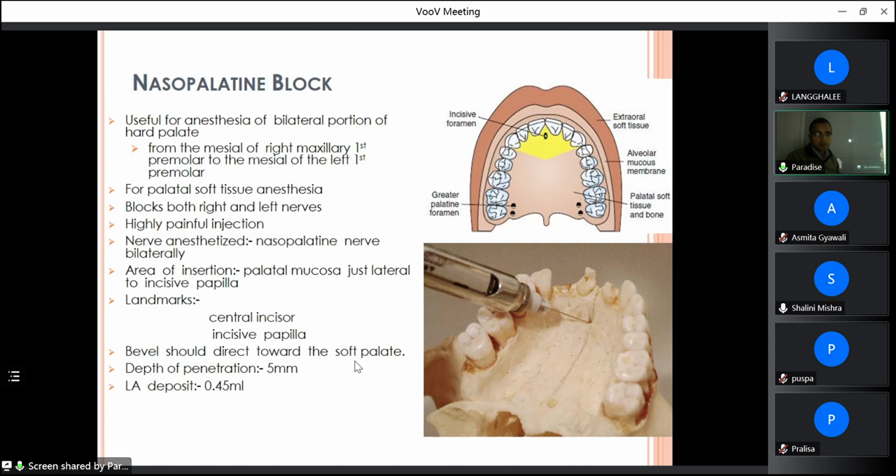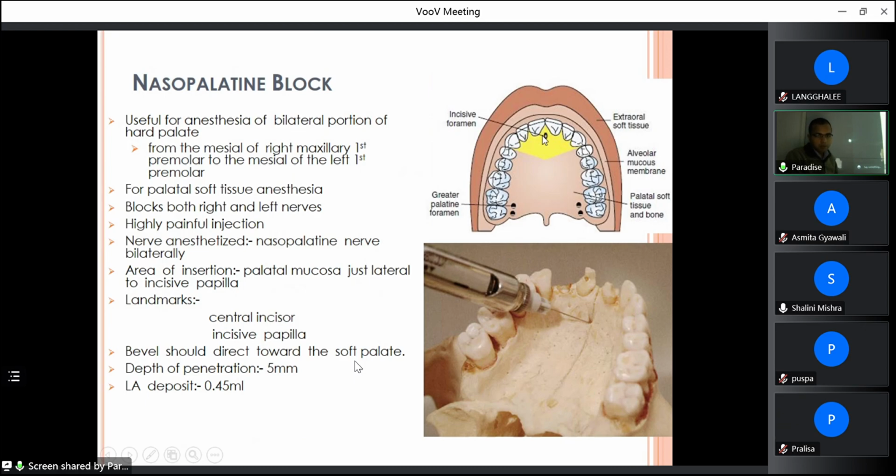Next is the nasopalatal nerve block. The nasopalatal nerve supplies the palatal gingiva of all the anterior teeth: central, lateral, and canine. So if you want to do any procedure over this palatal gingiva, or extract those teeth, then you have to do the nasopalatal nerve block. For that, you have to deposit local anesthesia in the incisive papilla. In soft tissue, there is the incisive papilla.